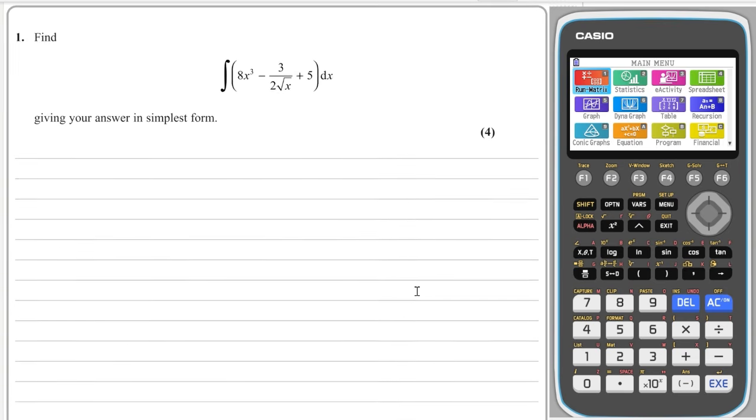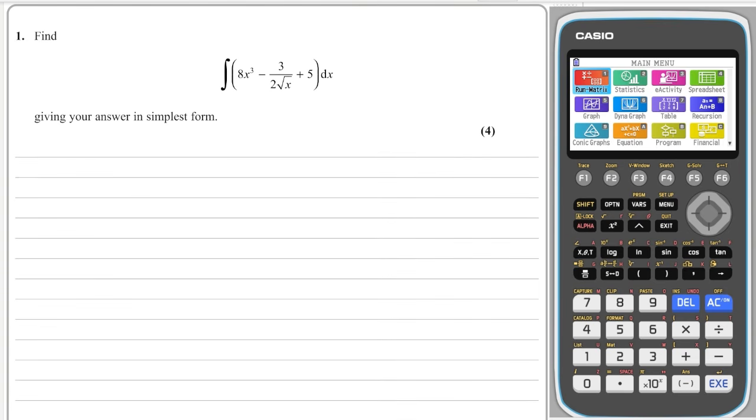Okay, question 1 is on integration. In order to integrate, we need to write it in the correct form. So I want to integrate 8x cubed. That's in a good form. Now this one here is not. I want it to be minus 3 over 2.